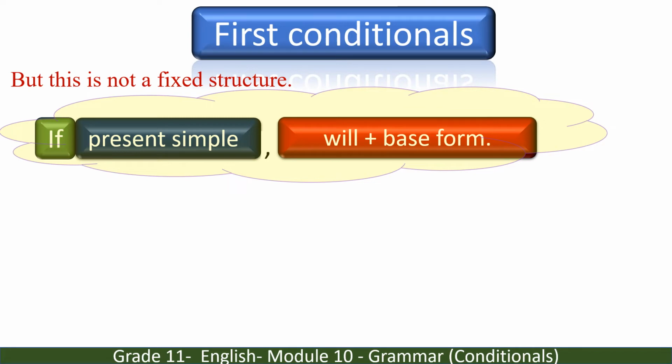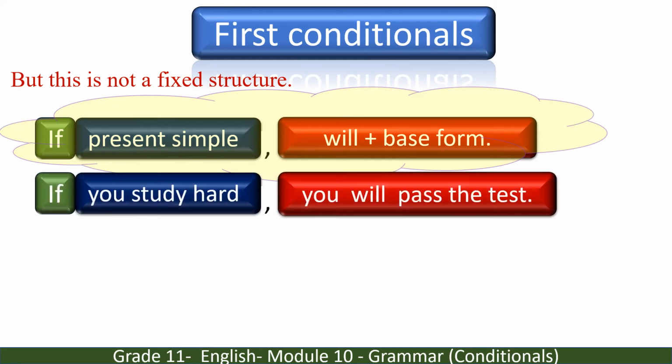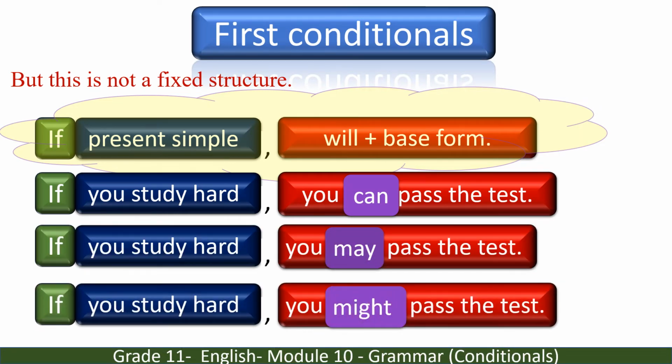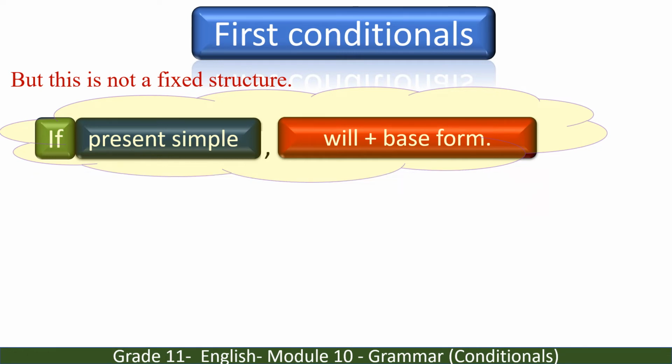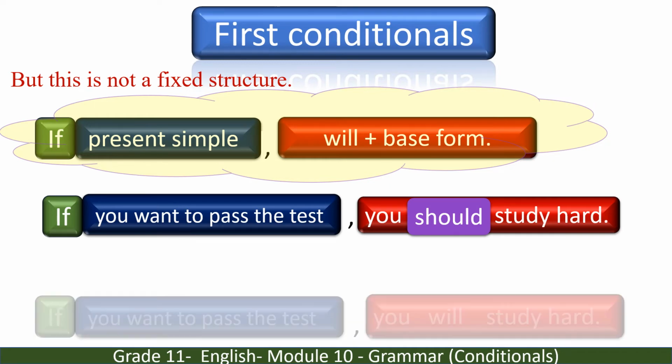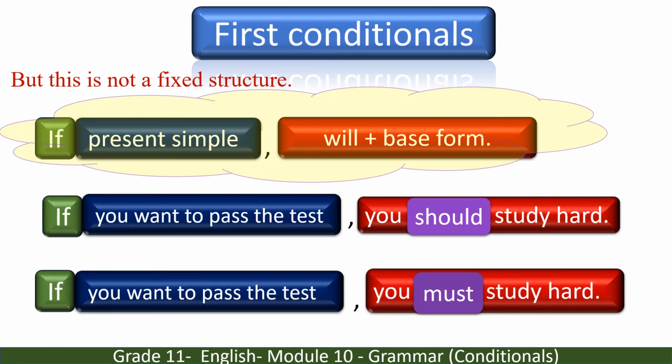But this structure is not a fixed structure. Although will is the most common word we use in the first conditionals, we can sometimes replace it with other modals. For example, in this sentence, if you study hard, you will pass the test. I can replace will with can to stress ability, or with may or might if I'm not quite sure. I can also say, if you want to pass the test, you should study hard. In this sentence, I want to give advice. Or I can say, if you want to pass the test, you must study hard to express obligation.